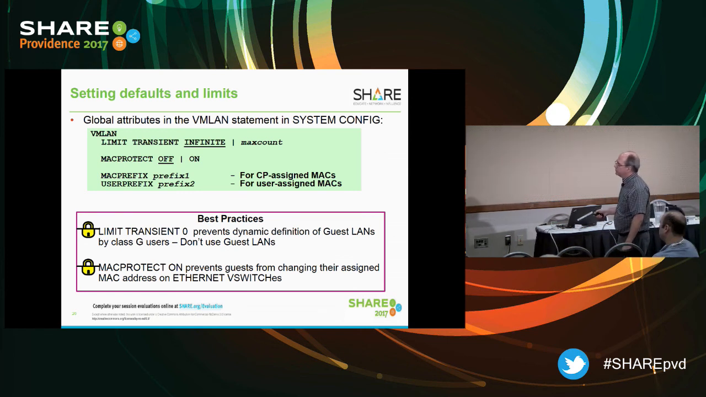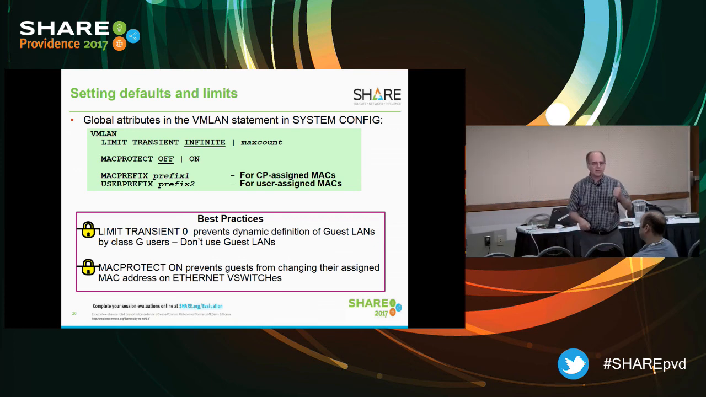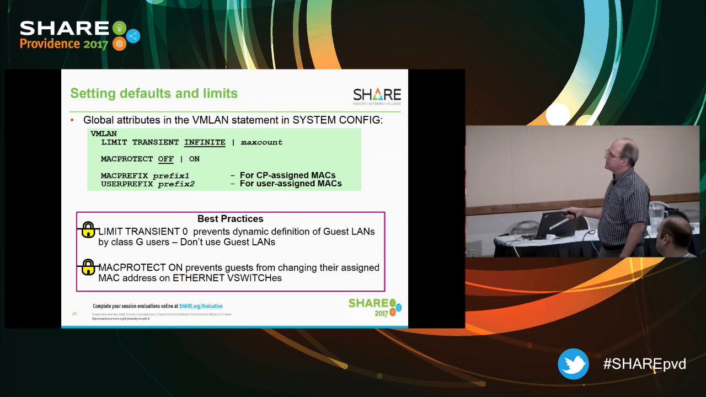Now, your system config file is the place all of this begins. And there are some defaults and things I want you to do. Okay? First of all, the VLAN statement in your system config file is where we keep all of this configuration.